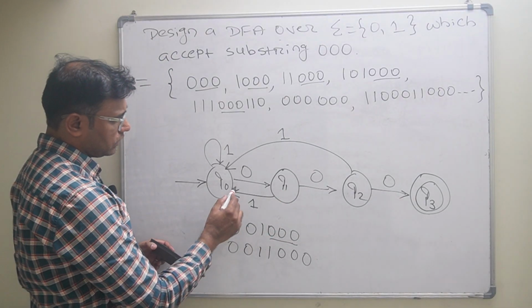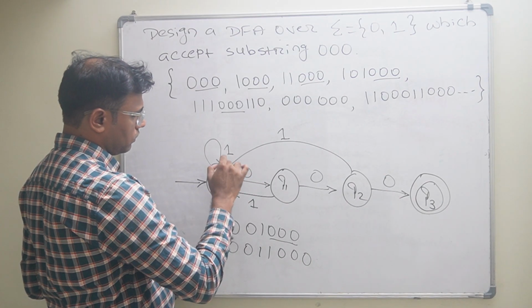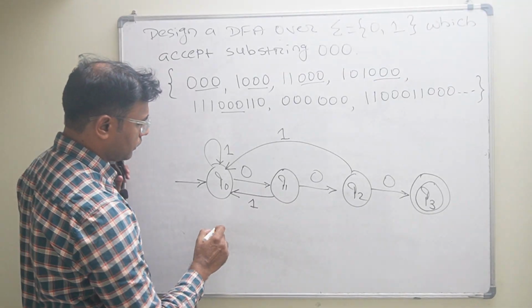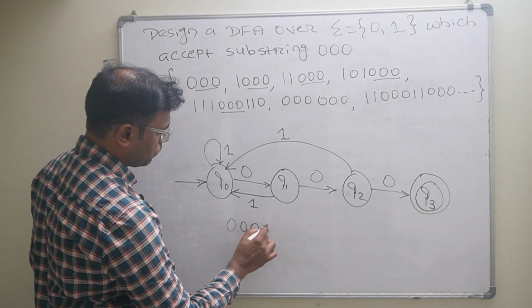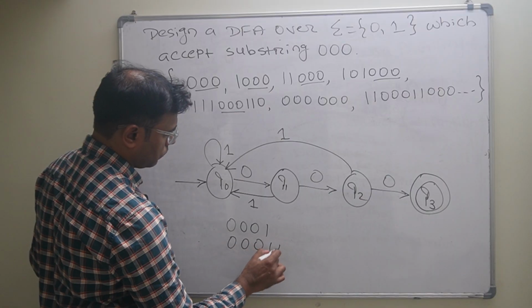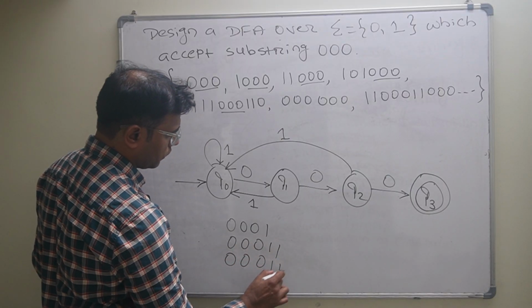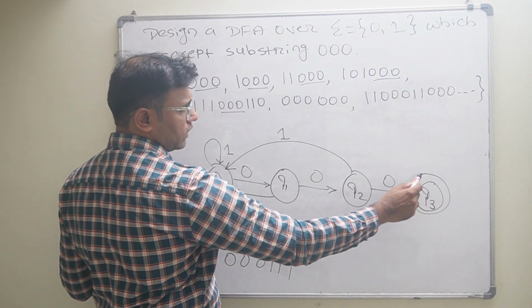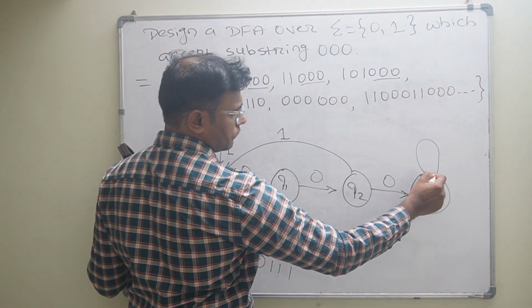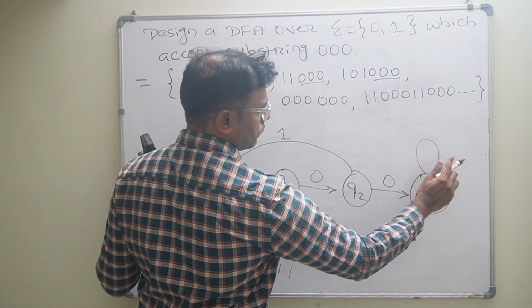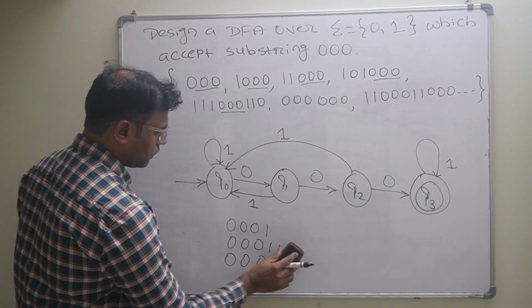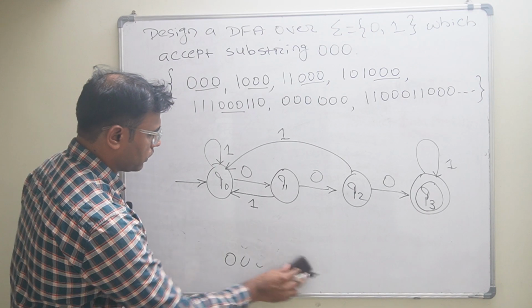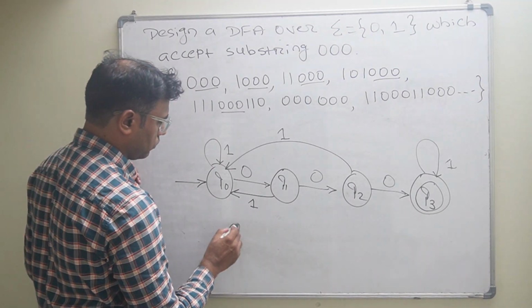Then again the next possibility, 0011000. The string is accepted. Now the next possibility I will take is 00011. How to take it? 000, then there can be any number of 1s, so it will loop on 1. So 00011 is accepted.